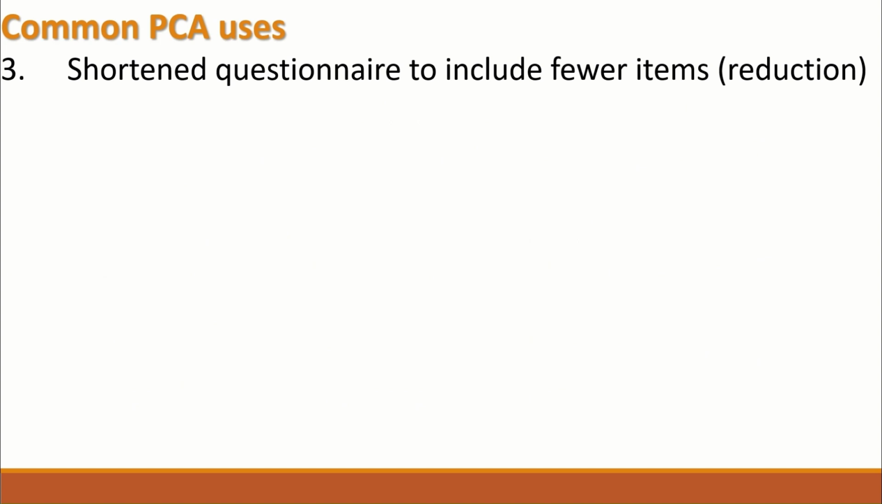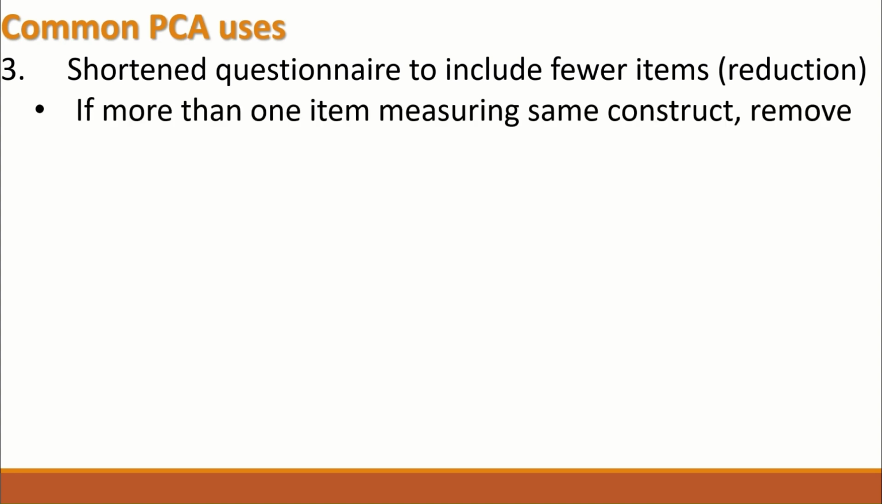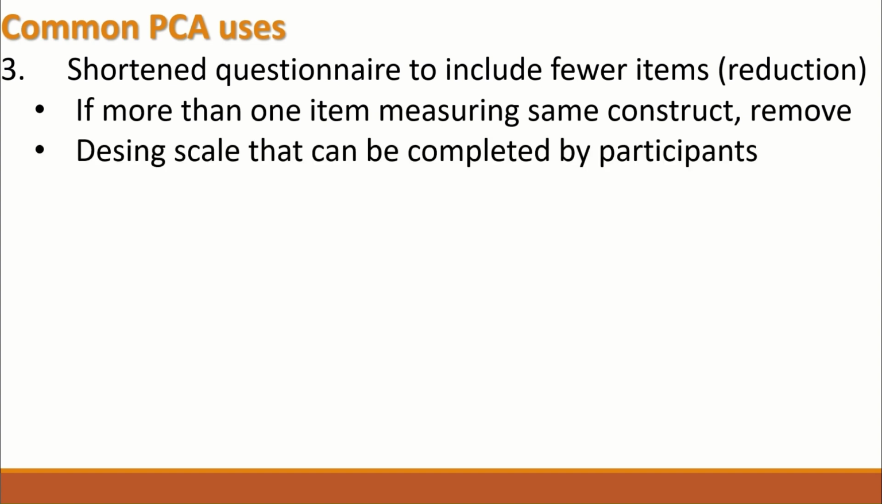The third use of the PCA is to shorten the questions to be included in the questionnaire. Shorten these items, questions or variables into fewer items. So another objective is reduction. If more than one item measures the same construct, then remove that item. And that will help to design a scale or an instrument that can be completed by participants.